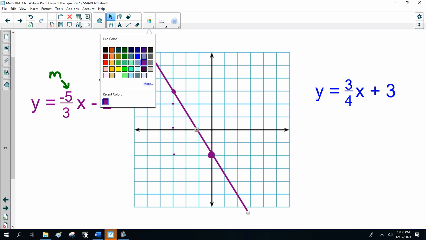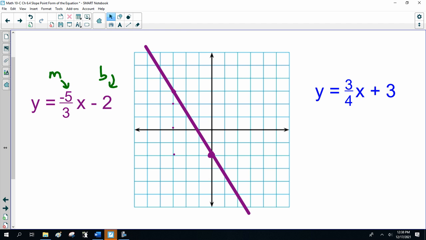The basic idea. That's also how you graph in your calculator: y1 equals minus 5 divided by 3 times x minus 2.